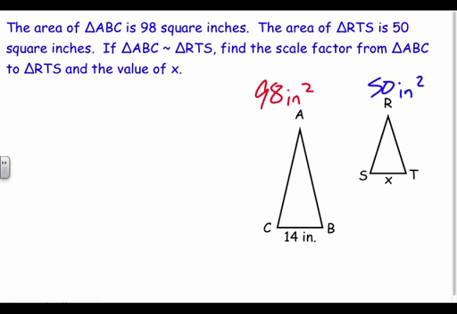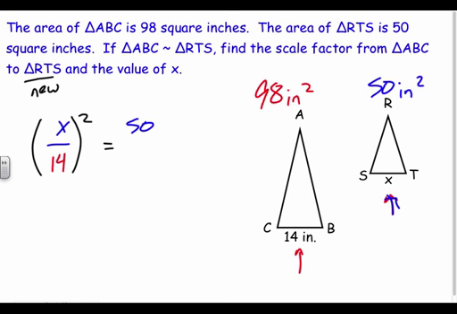All right, so let's start setting this up. It's saying ABC to RTS, so RTS is my new figure. So let's go ahead and use our sides right away. New over the old, new over the old. I'll use blue for RTS. So new, which is X, over the old, which is 14. So there's my scale factor. And remember, I've got to square it when I'm setting up a proportion with area. And that's going to equal the new area, 50, over the old area of 98.